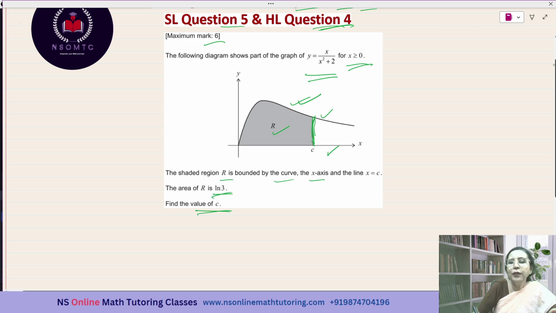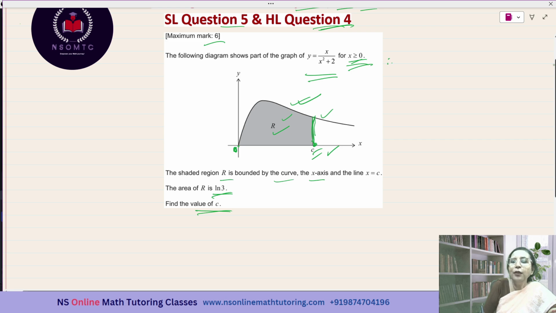So we know for the area we have to take the definite integration. And what will be the limits of integration? Obviously, we have to take the two x values. The extreme x value on the left for this region is, of course, 0, since x is greater than or equal to 0. So x equals 0 is the lower limit and the upper limit is x equals c.